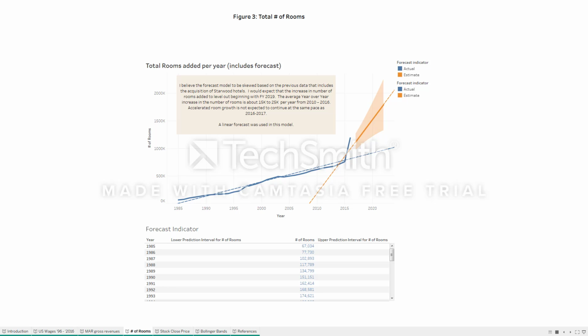The average year-over-year increase in the number of rooms is about 15 to 25,000 per year from 2010 to 2016. Accelerated room growth is not expected to continue at the same pace as 2016 and 2017. I would expect that the increase in the number of rooms added to level out beginning with fiscal year 2019.